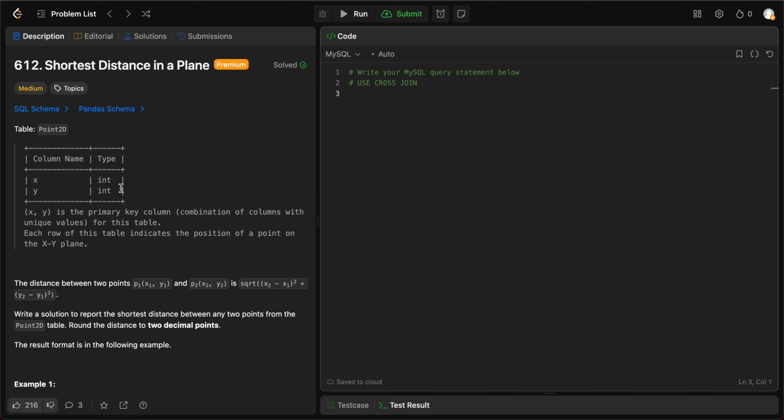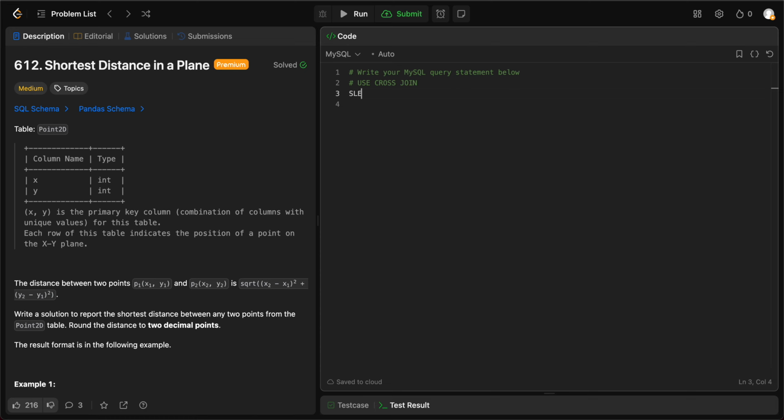Today we're looking at question 612, shortest distance in a plane. The way we'll be solving this problem is by using cross-join. Cross-join is an inbuilt function within SQL which allows us to match a given row in a table with every single other row in another table. So this allows us to create all of the combinations that we care about. So using cross-join, we'll be solving this problem. Let's get started.